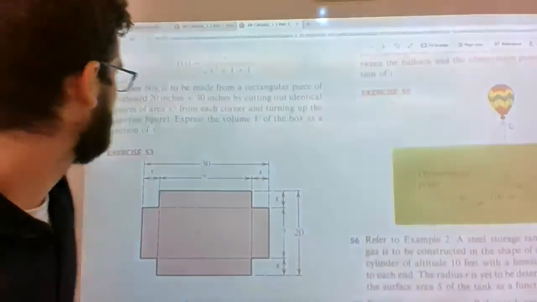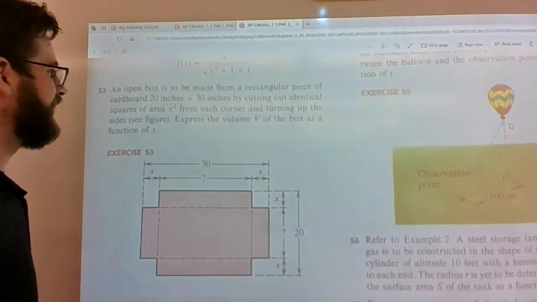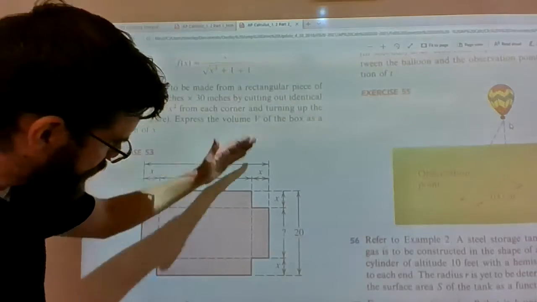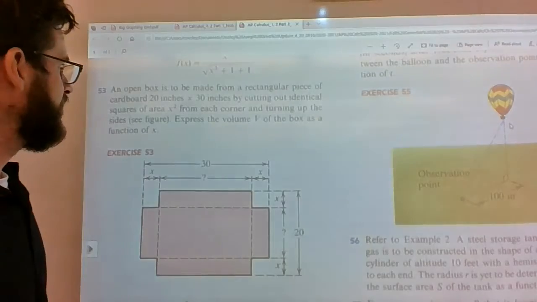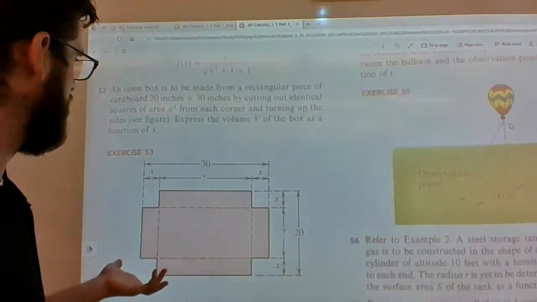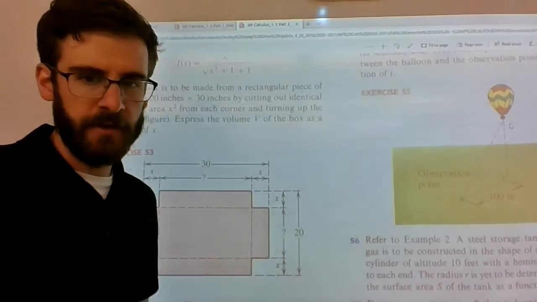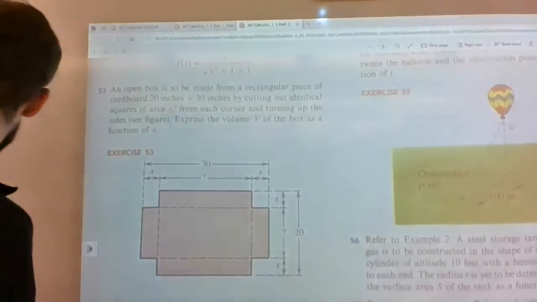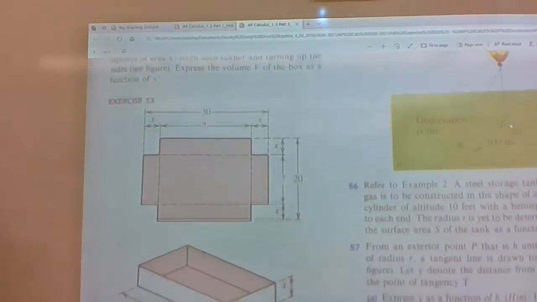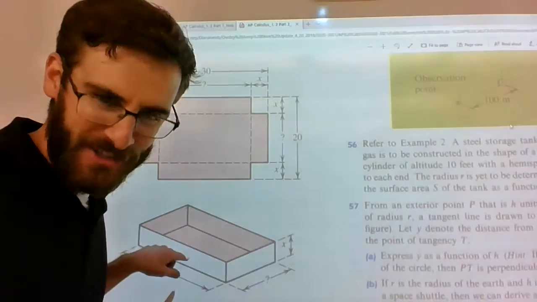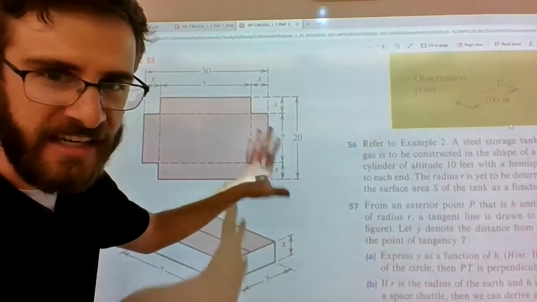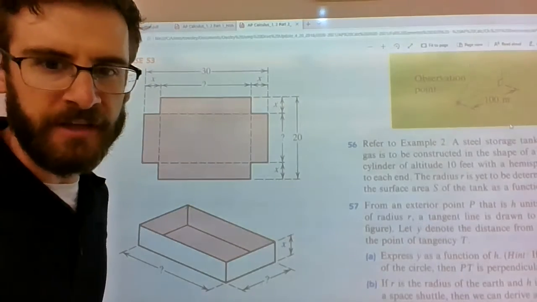So you have squares coming out of each corner, and they want you to express the volume of the box as a function of x. I think they give another little drawing too, just in case you don't know what a box looks like. They're showing you the net version of it, and the complete version of it.